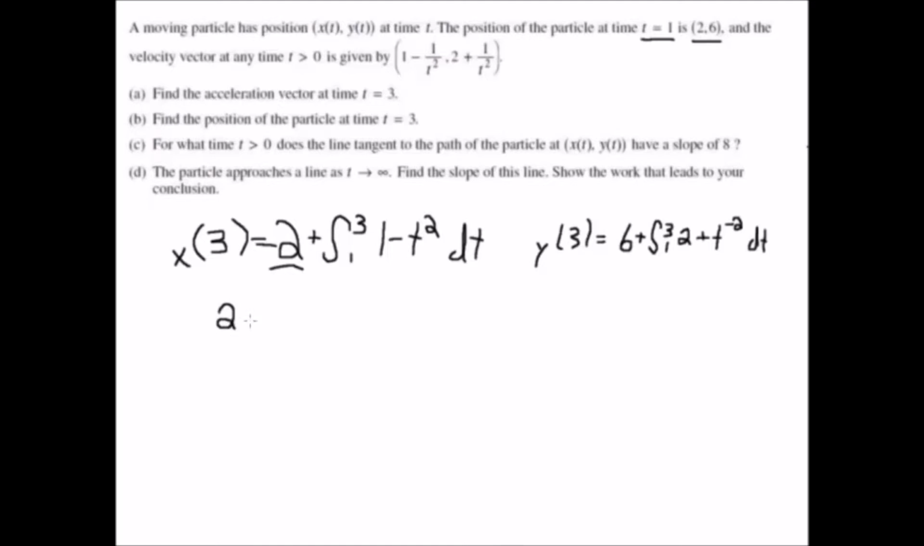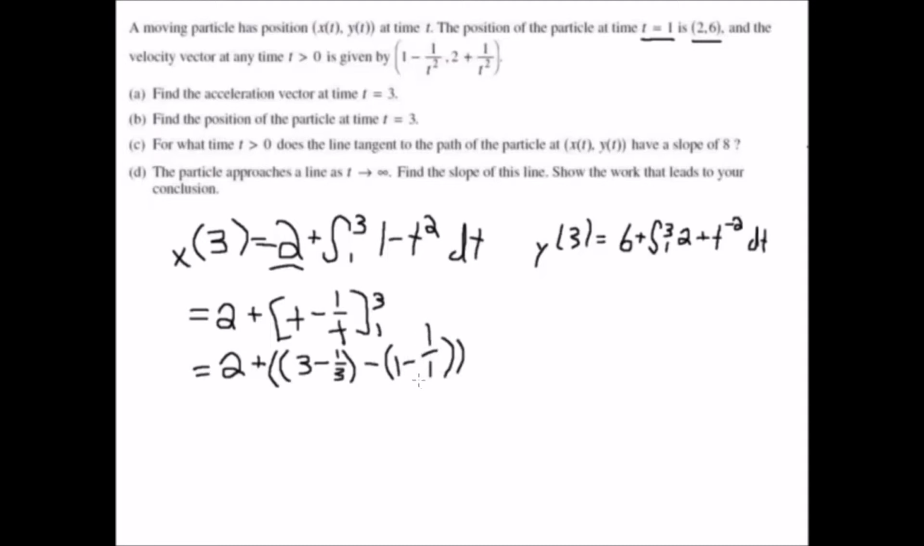So we have 2 plus the quantity t minus 1 over t from 1 to 3. Continuing with that, we can find that we have 2 plus the quantity 3 minus 1 over 3 minus 1 over 1. That solves out to give us 10 over 3. So our x position at t equals 3 is 10 over 3.